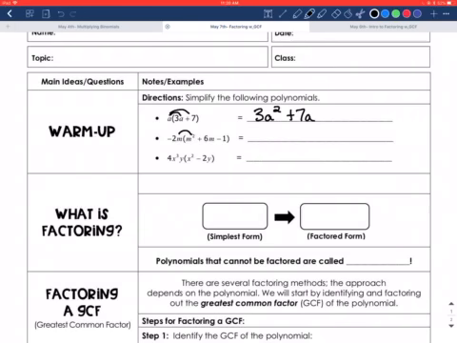We'll do the same thing here. That will be a negative 2m to the third minus 12m squared plus 2m. Be very careful with your signs. And here we're going to distribute as well. That will be 4x to the fifth y minus 8x to the third y squared. You just add those exponents.